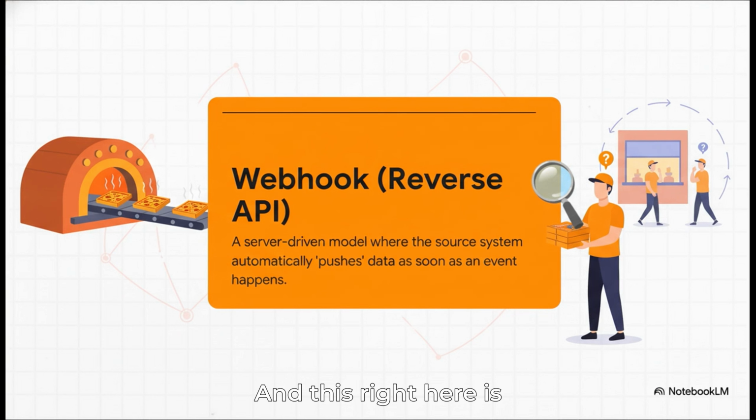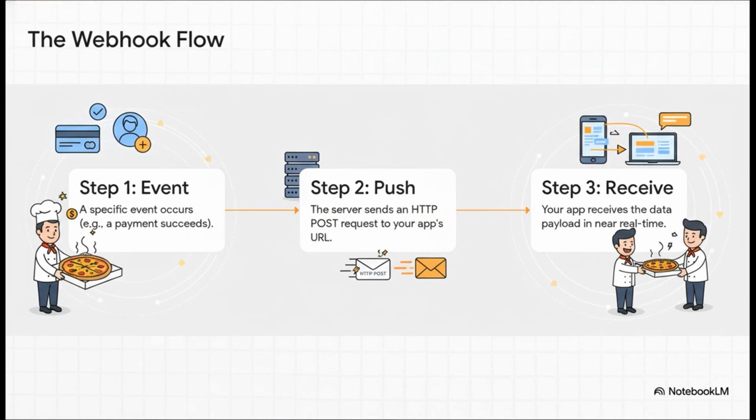And this right here is the absolute game changer. Webhooks are server-driven. It's a push model. Instead of your app pulling for information, the source system, the server, pushes the data to you automatically. That's why you often hear them called reverse APIs. The whole conversation is flipped. The server starts the chat, but only when it actually has something important to tell you. And just look at how much cleaner this flow is.